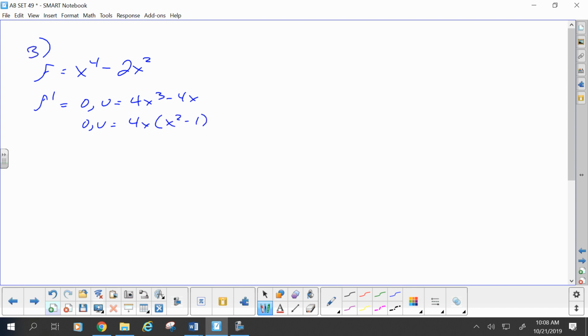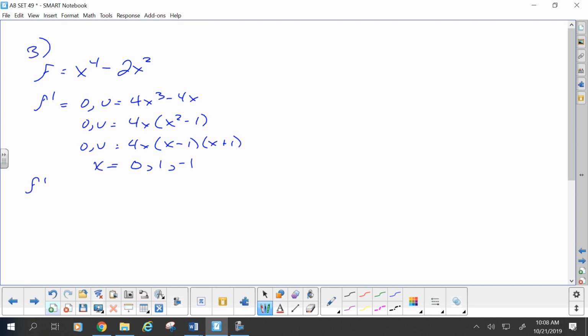If I take out a 4x, then I get a difference of squares. And my critical numbers are 0, -1, and 1. Were there any domain restrictions eliminating those, or are they all good to go? Those are all great.